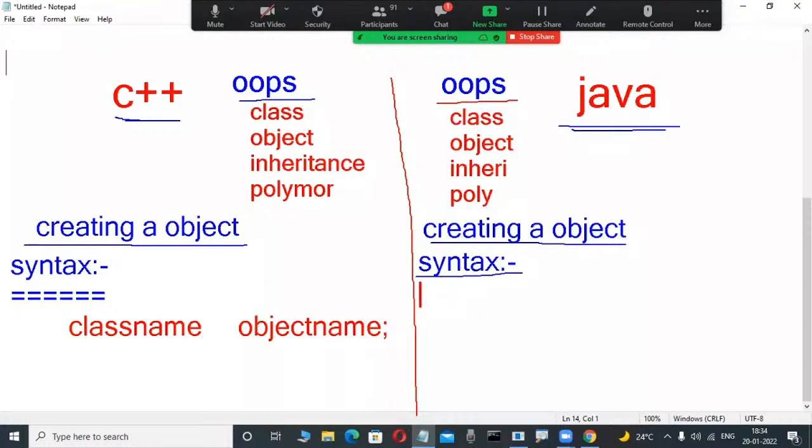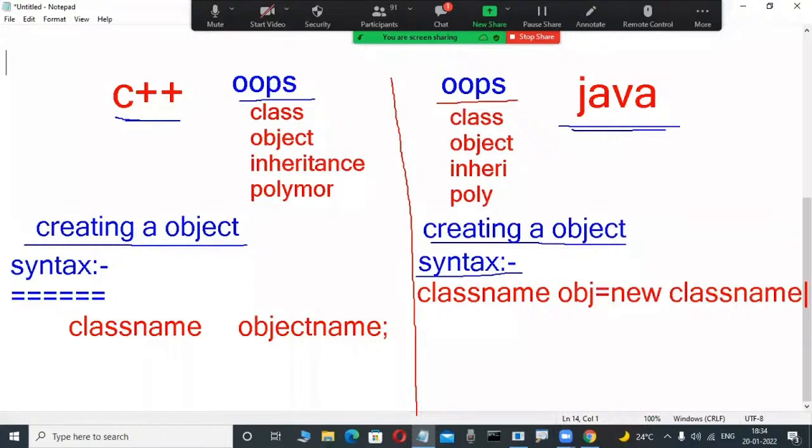And now some fellows are telling correctly. Class name, object name is equal to new class constructor. Is there some other syntax or not? Yes, observe here. That's why these two languages are syntactically different. Conceptually the OOPs concepts are the same, but syntactically different. And functions are also totally different.